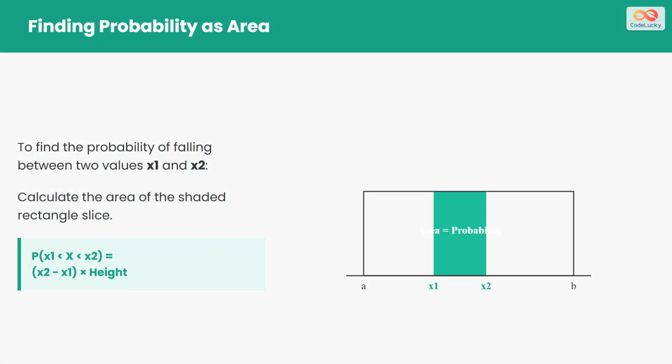How do we calculate the probability of an event? In a continuous distribution, probability is the area under the curve. If you want to find the probability of getting a value between x1 and x2, you just calculate the area of that slice. You take the width of the slice and multiply it by the height we just found.